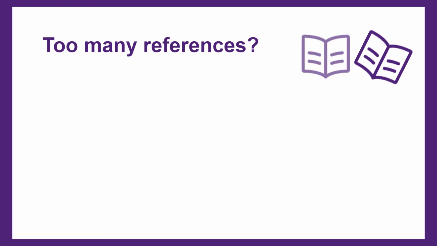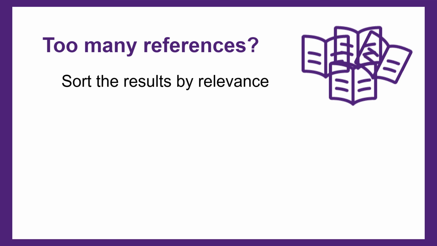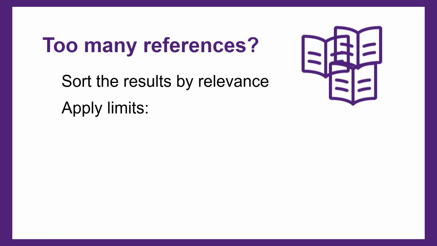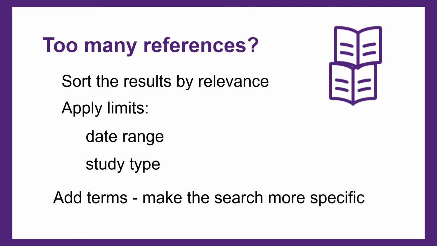If your search has produced an unmanageable number of references, make sure the results are sorted by relevance. Check the results until they start to become less useful to you. You can also apply limits such as date range and study type to try and reduce the number of irrelevant results, or adding search terms that make the search even more specific.